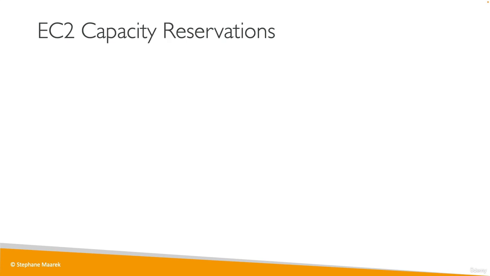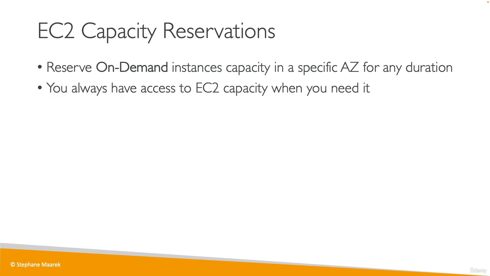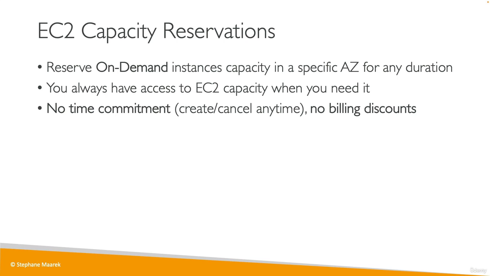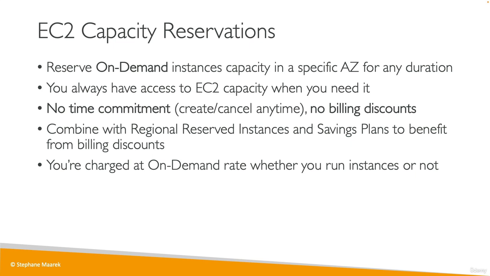Next, we have capacity reservations for EC2. So you can reserve on-demand instances in a specific AZ for any duration. And then you get access to the capacity whenever you need it. You have no time commitment, so you can reserve capacity or cancel your reservation at any time, and no billing discounts. The only purpose is to reserve capacity. So if you want to get billing discounts, you need to combine it with regional reserved instances or your savings plan. And you're charged at the on-demand rate whether or not you run instances.